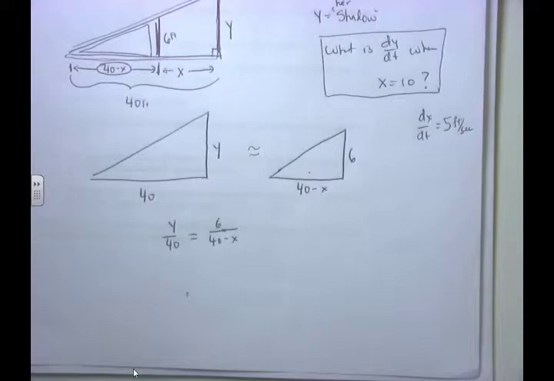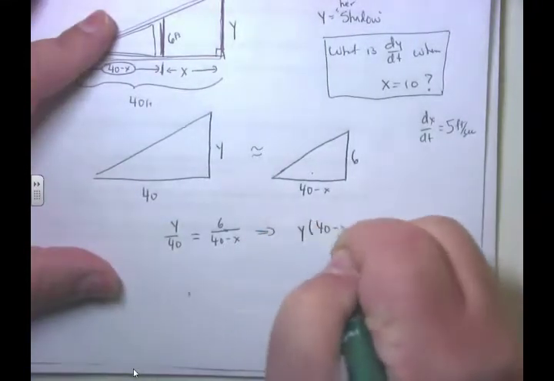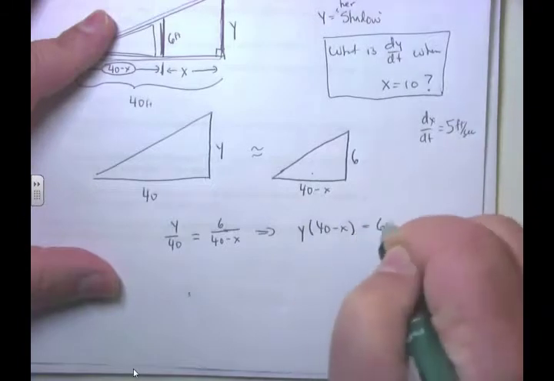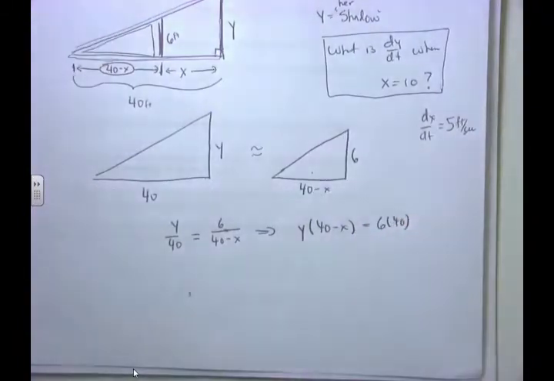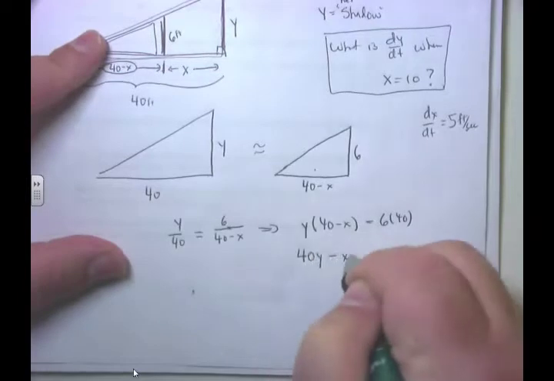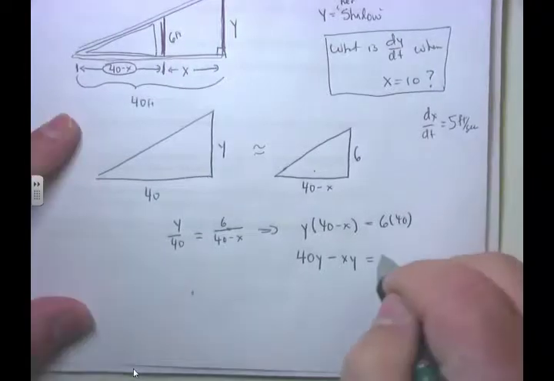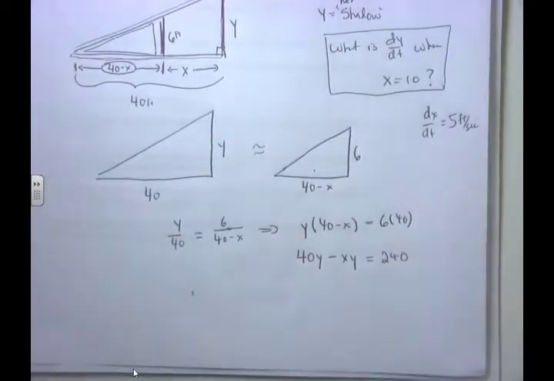So what I'm going to do is cross multiply, or get rid of fractions, if you will. Multiply by my common denominator. So this is what I get. y times (40 minus x) is equal to 6 times 40. Does that make sense? Cross multiply. I'm going to distribute. This gives me 40y minus xy equals, what's 6 times 40? Well, what's 6 times 4? 24, and with an extra 0, it's 240. Now, there's a little bit better equation. This does require implicit differentiation, but that's what related rates are.